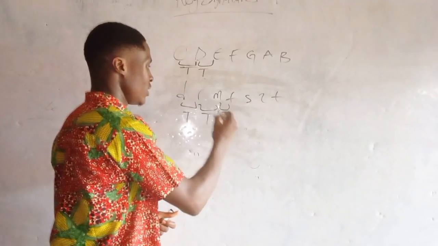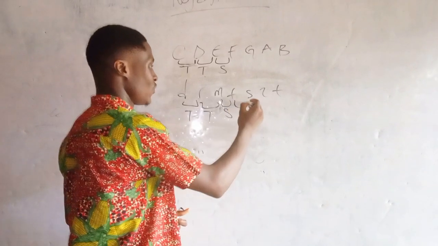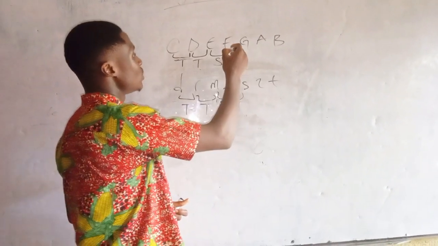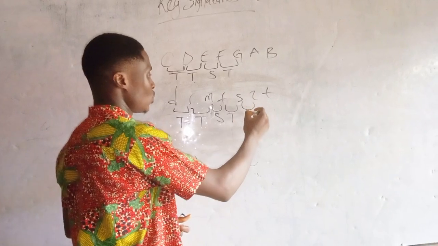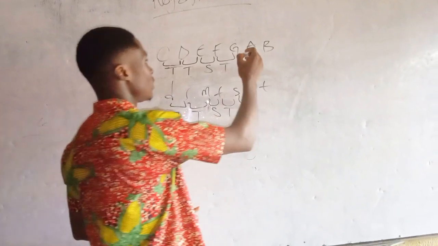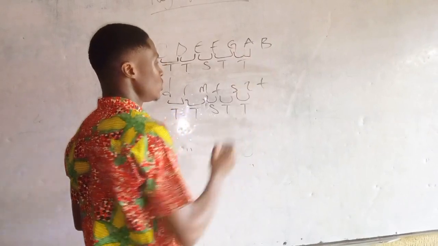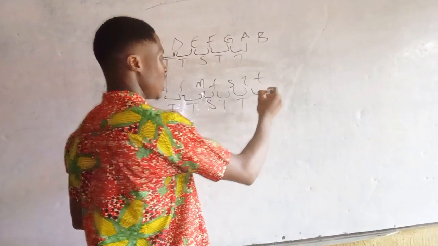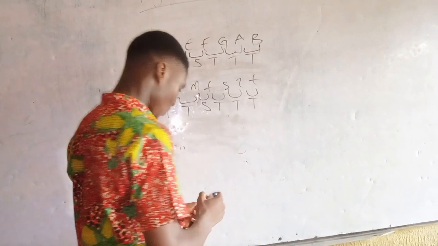From mi to fa is a semitone. E to F is a semitone. Fa to sol is a tone. F to G is a tone. Sol to la is a tone. G to A is a tone. La to ti is a tone. A to B is a tone.